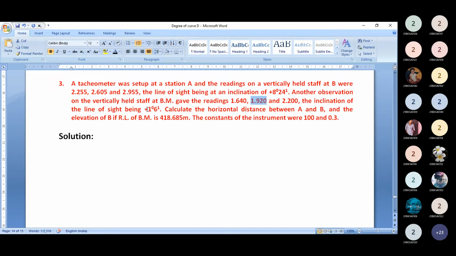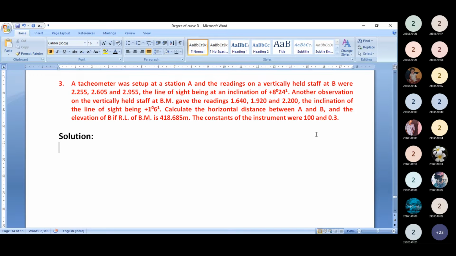But here it is set as 1 degree 6 minutes. So that's why we have to calculate the V value here first. Then that V value will be the height of the instrument here. So first, in these two cases it is given that the instrument station is A, the object station is B, and one more thing is taken as benchmark.